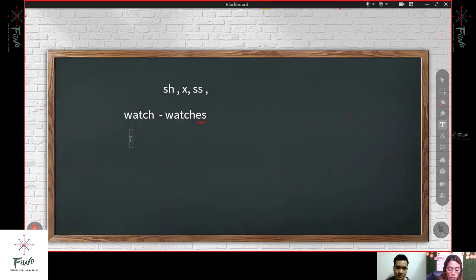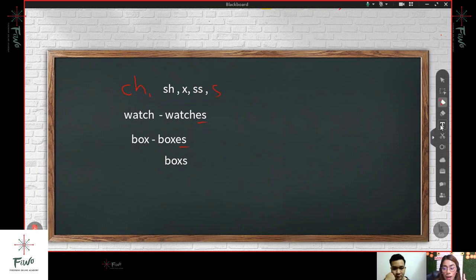For example, box. Boxes. Yes, boxes. We cannot say box like this. You should add ES. Again, remember if it ends with CH, SH, X, SS, or S. Only the noun. Do you understand? This is only for noun.